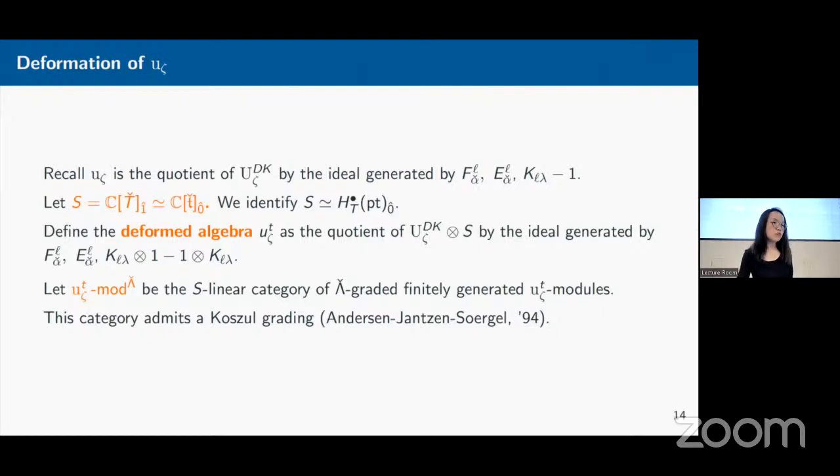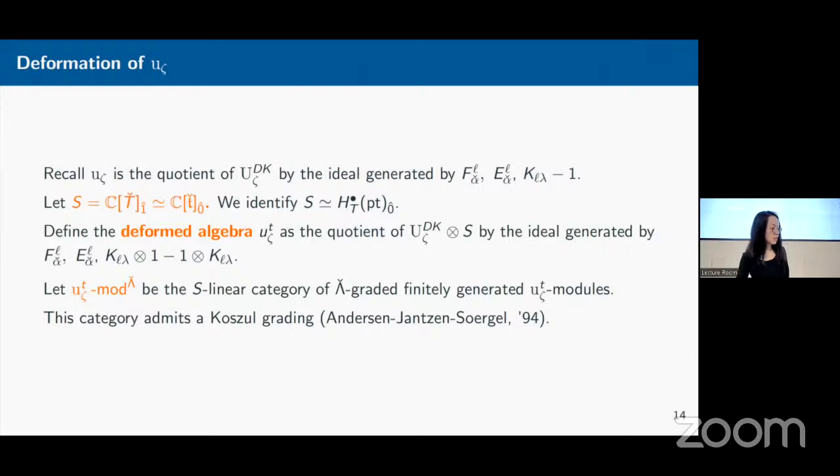Now I can take a commutative ring, which is just the completion of functions on the dual torus at 1. And this is isomorphic to the completion of this Lie algebra at 0. And so we can identify it with the equivariant cohomology of the point, completed. Then the deformed algebra is just: I take the quotient of U_ζ(𝔤) tensor with S, and I still quotient out F to the power of L and E to the power of L, but I will keep the K's. So the K's go into this deformation ring.